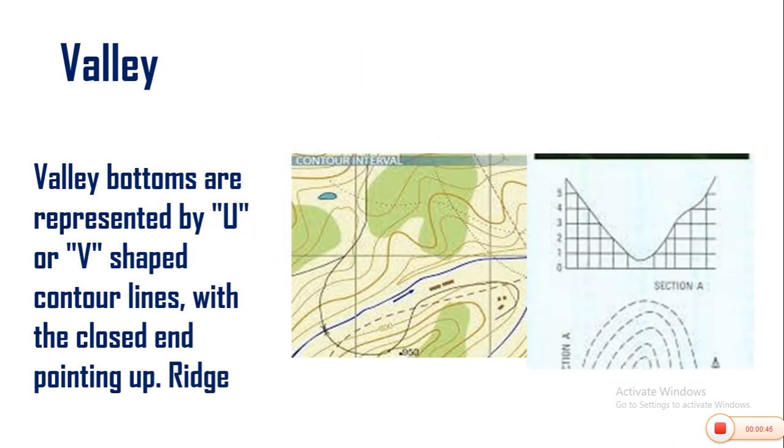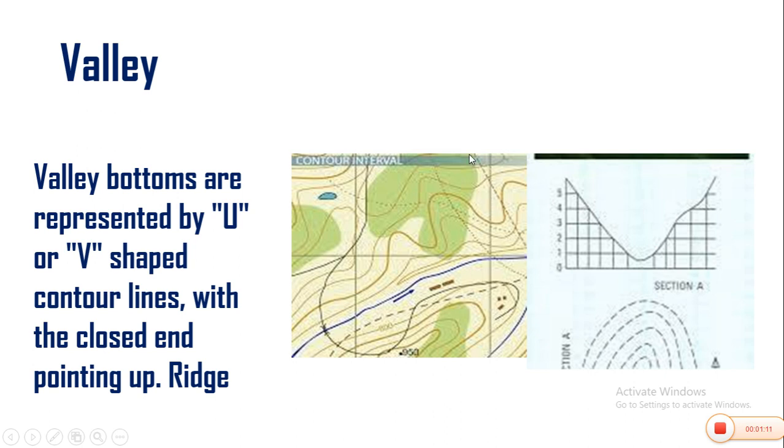The first feature we'll be looking at in this demo is the valley. Valley bottoms are represented by U or V shape. This is how a valley bottom is represented. It's represented by a V or U shape and U-shaped contour lines with the close end pointing up. This is how a valley is represented on a topographic map. This is a valley, this is another valley. This is how valleys are represented on a topographic map.